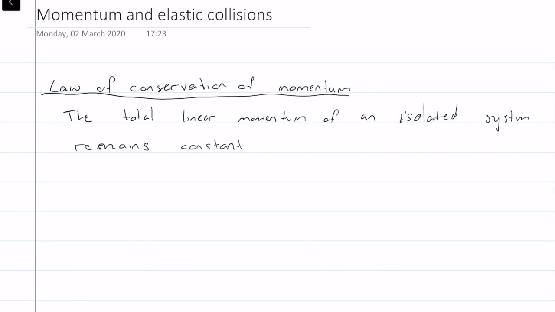Okay, and our formula for momentum is denoted by the symbol P. Momentum P is equal to mass times velocity, and it has units of kilograms meters per second. Remember, mass is kilograms and velocity is meters per second. So if we want to understand the conservation of momentum, the total linear momentum of an isolated system remains constant. What that means is that the momentum before a collision is equal to the momentum after the collision.